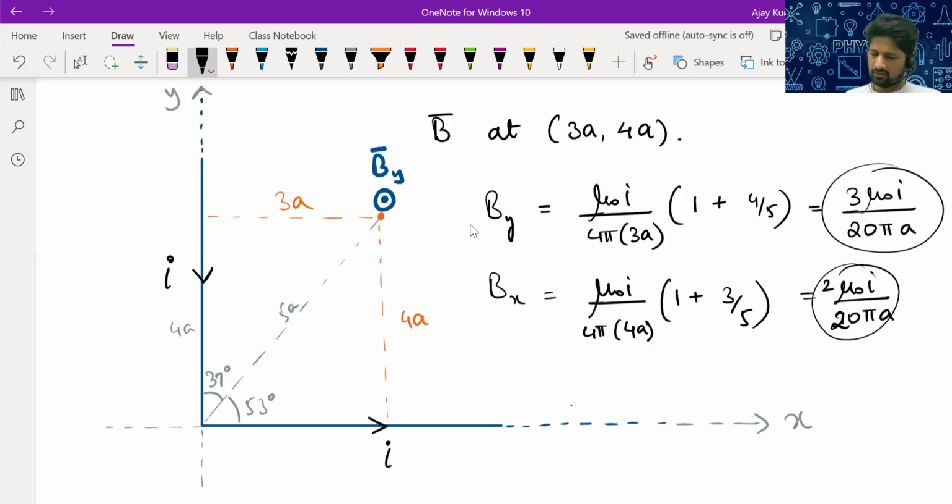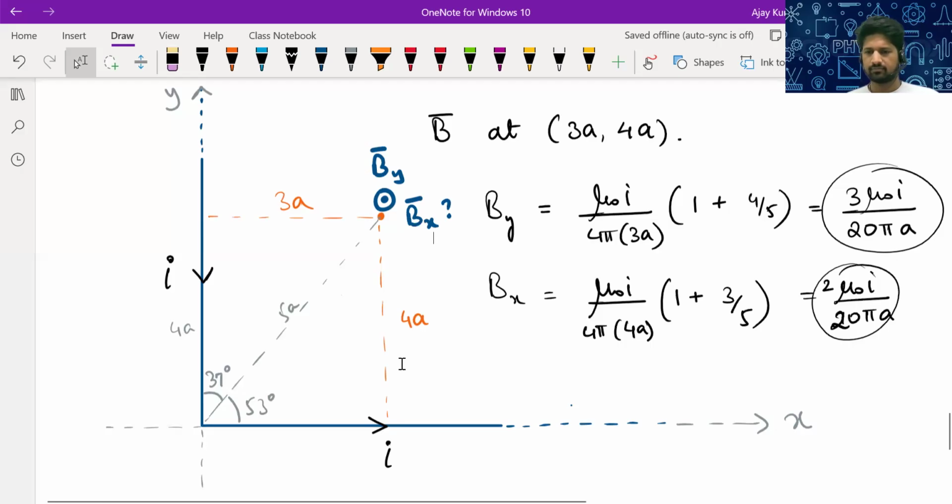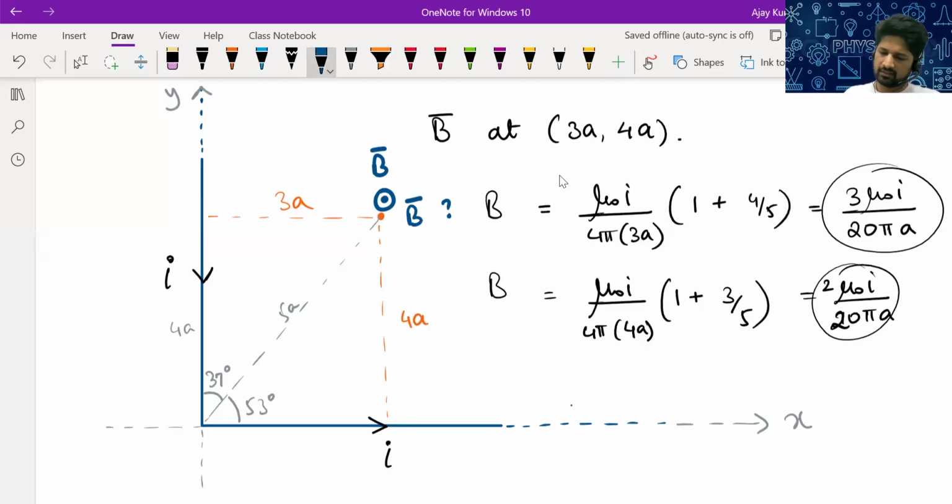Now, the current which is in the x direction, in which direction does it produce a magnetic field here? Anyone? The current which is in the x direction, in which direction does it produce the magnetic field?